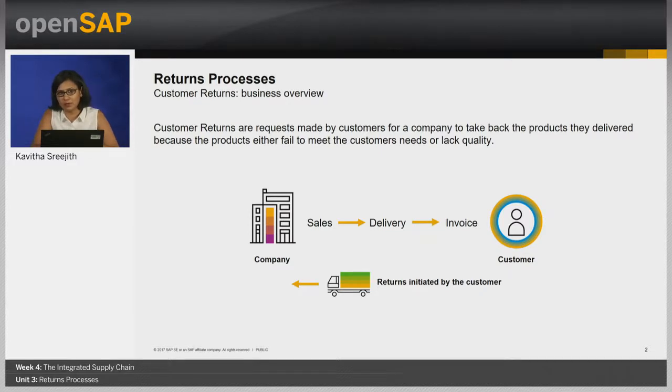Let's take an example. Let's say your company deals with the manufacturing and sale of bicycles. You sold a particular customer 10 bicycles via the normal sales cycle. After delivery, your customer found that some of these were faulty and now they would like to return them to you. Customer returns process facilitates such a return from the customer.